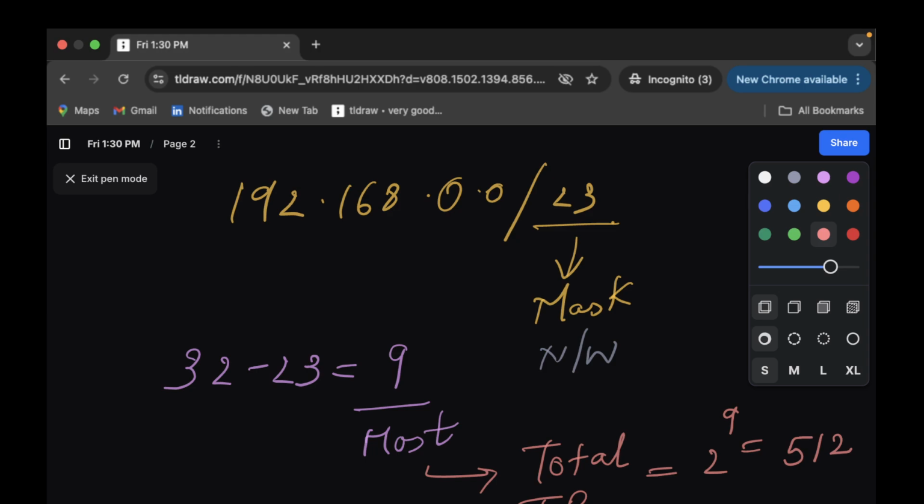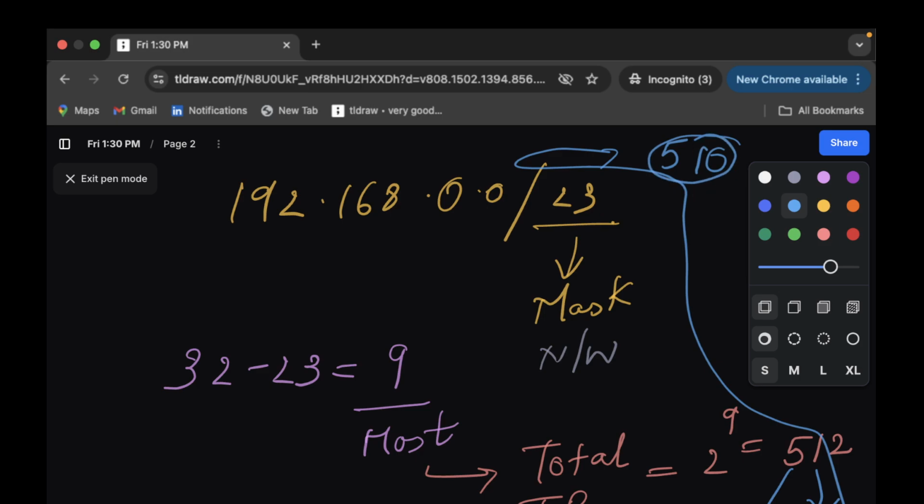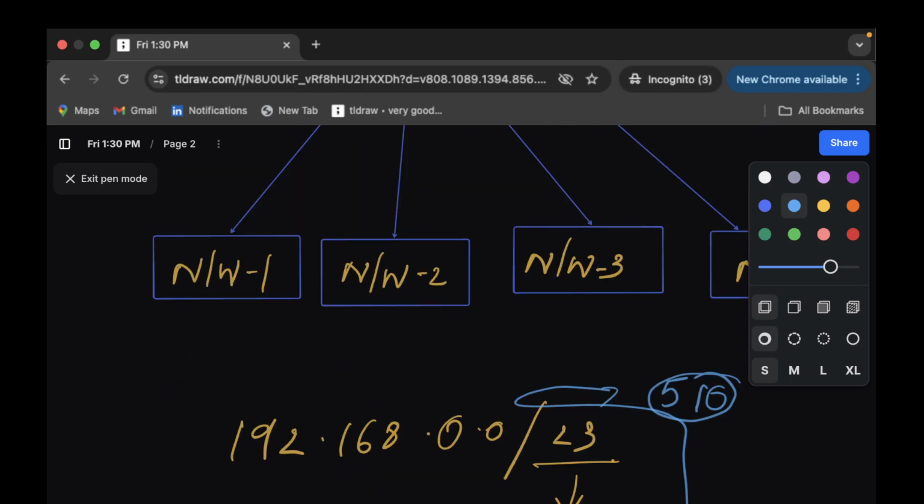And then in this, how many usable IPs do I have? I have 2 unusable IPs, right? One is my broadcast, another is my network, right? So then this is going to be 510. Okay, I understood that now.